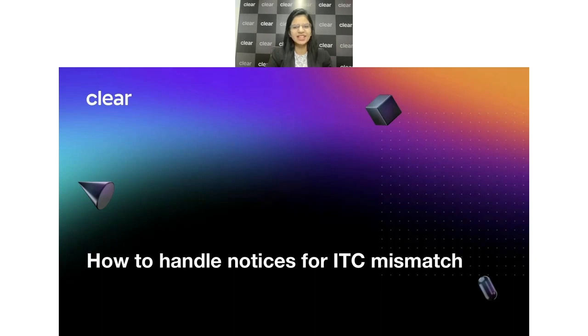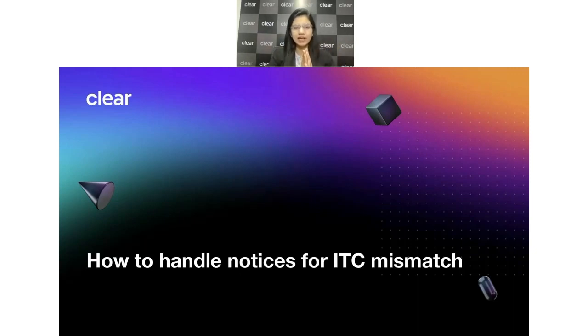So with this, we'll start today's session, which is on how to handle notices for ITC mismatch. Before even talking about the ITC mismatch, one of the important things we should understand is about notices. The first question is: what exactly is a notice? The second important question is: why do we even get notices from the department? And the third part is about the ITC mismatch.